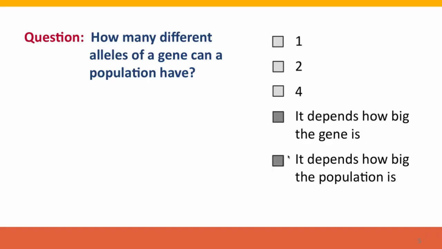The right answers are, well, it depends how big the gene is, and it depends how big the population is. Because in a big gene, there are potentially 4 different alleles for every base in that gene. So that's many, many thousands. If the gene is 1,000 base pairs long, that's many thousands of alleles. If the population's very small, the population can only have 2 alleles per person. So the number of alleles can't be larger than twice the size of the population.